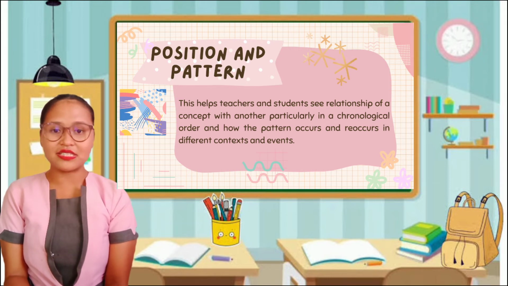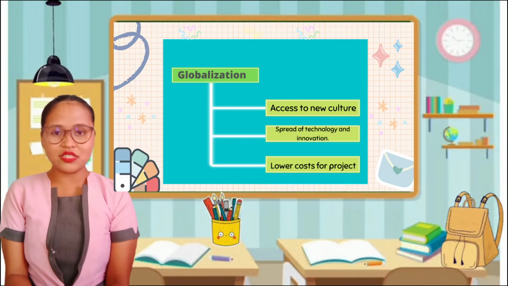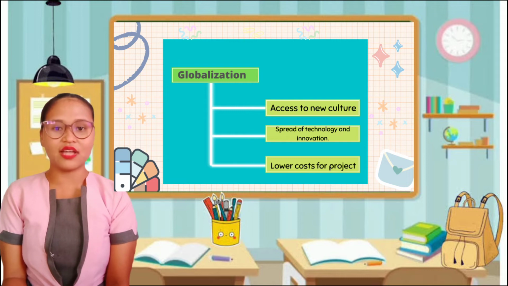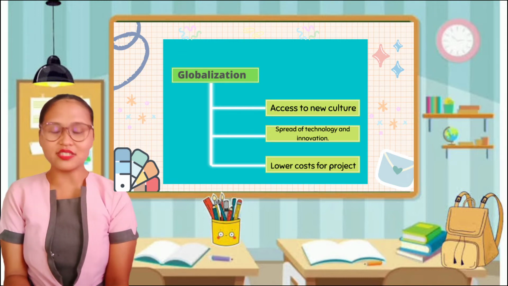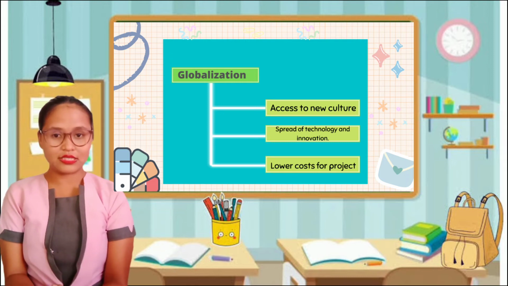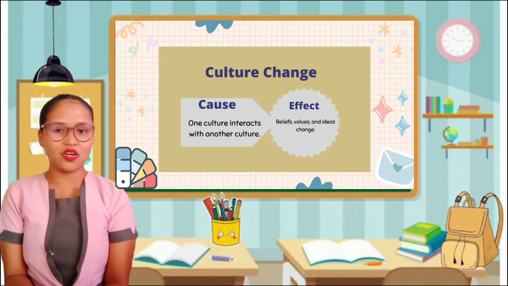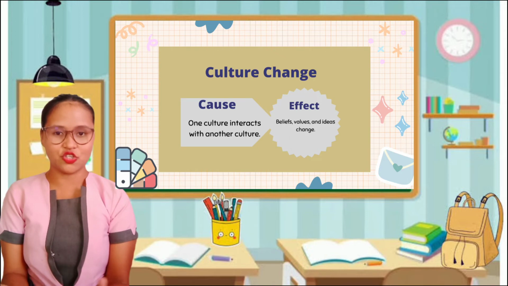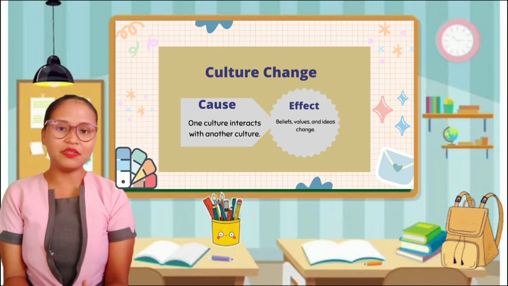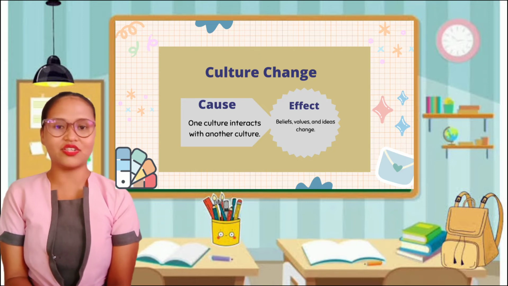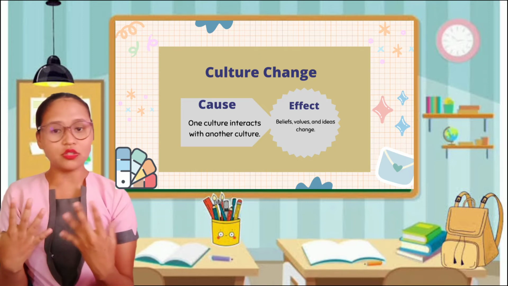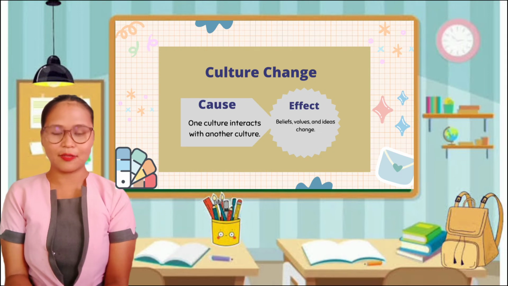So here are some examples. This one is globalization with underlying positive outcomes that are being placed inside the rectangles downwards. The other one is the cause and effect about culture change. Two shapes and labeling are being utilized, so students can clearly see the context of how culture change happens.